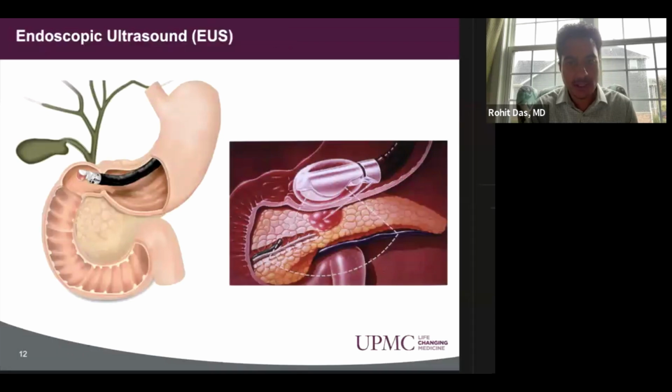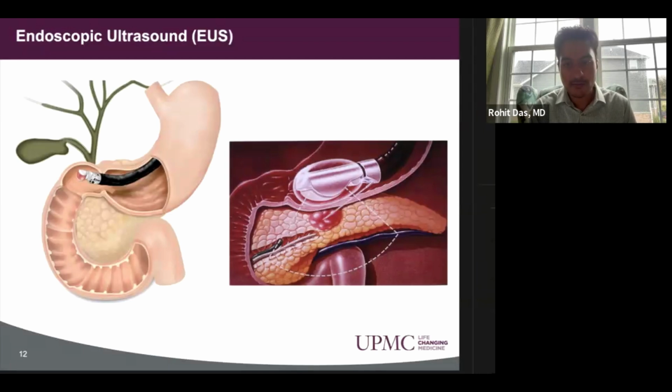EUS is an endoscopic procedure where an endoscope is actually fitted with an ultrasound probe right at its tip, and that ultrasound probe allows us to look at the structures adjacent to the esophagus, the stomach, and the first part of the small intestine. This includes, of course, the pancreas, and with tools that are able to go through the working channel of the EUS scope, we're actually able to biopsy cysts and other lesions of the pancreas with pretty feasible and easy to perform techniques with the appropriate training.